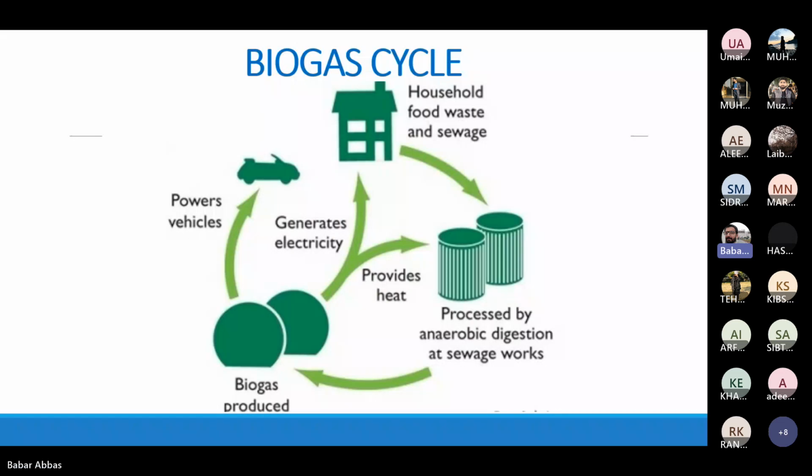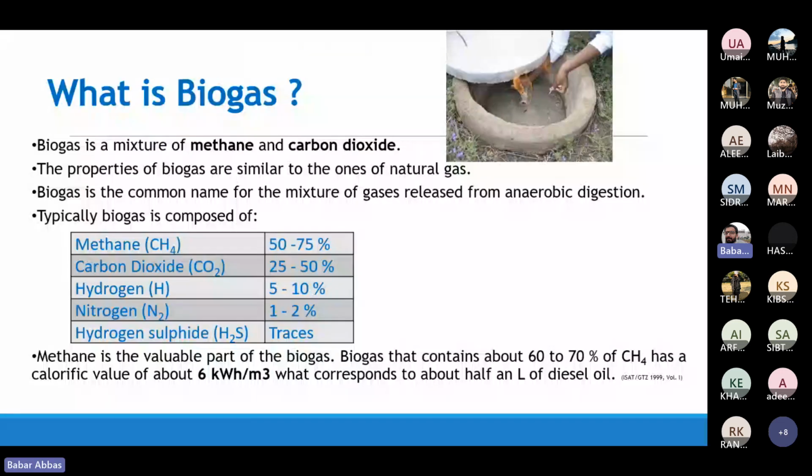What exactly is biogas? It's a mixture of methane and carbon dioxide, and its properties are similar to natural gas. And we have witnessed that natural gas comes from fossil fuels. So if both offer the same properties or characteristics, then natural gas can be replaced by biogas.